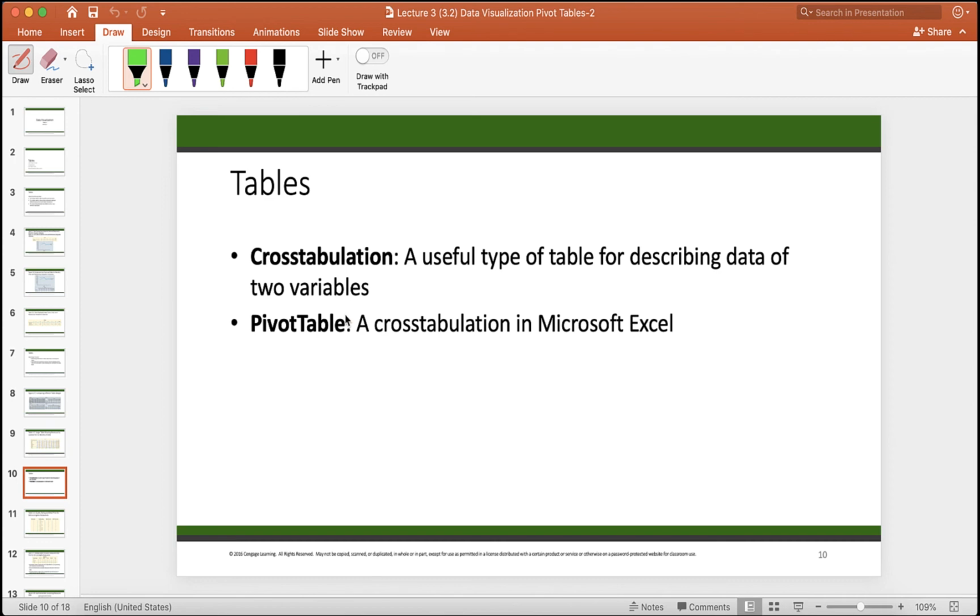Cross-tabulations. What is a cross-tabulation? Well, a cross-tabulation is a way of putting data for two different variables into a table. So you have one set of data running across the top and another running down the side. And specifically in Excel, Excel calls cross-tabulations pivot tables. So a pivot table is just what Excel calls a cross-tabulation.